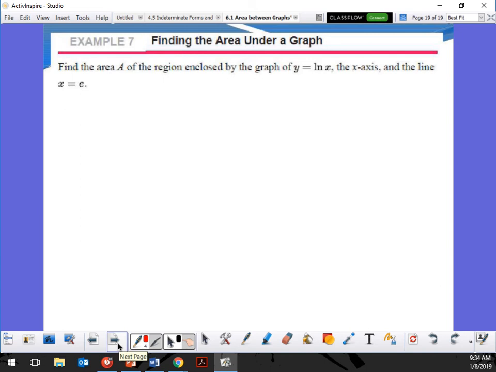This one, find the area enclosed by the graph. I'm not going to have enough time to finish it, but I will set it up. y equals ln x and the x-axis and the line x equals e. So, let's see. x equals e. So 1, 2, 3. What's the value of e to the first? 2.7. So it's right about here, right? So this is e.